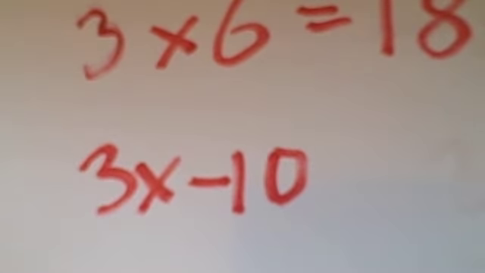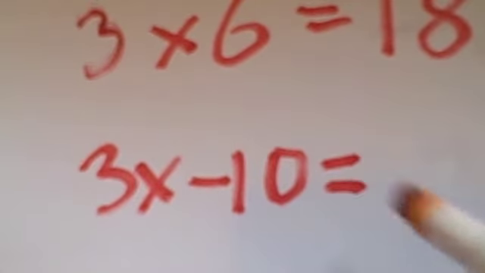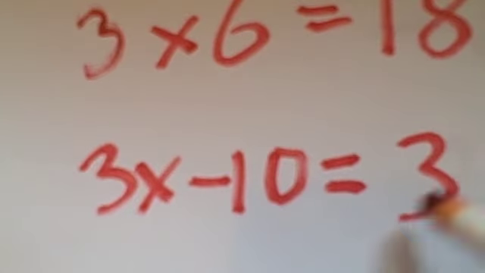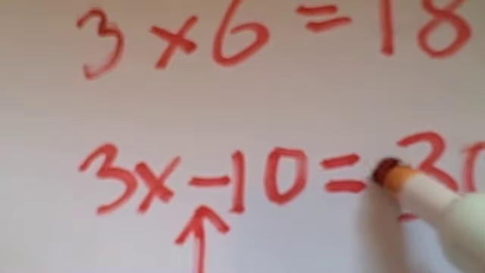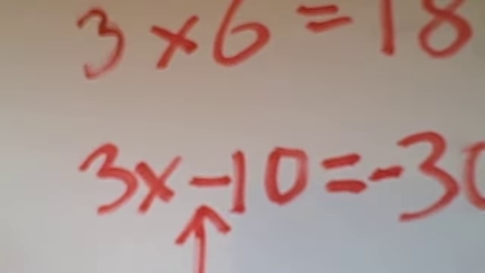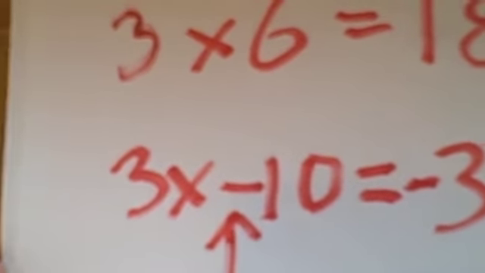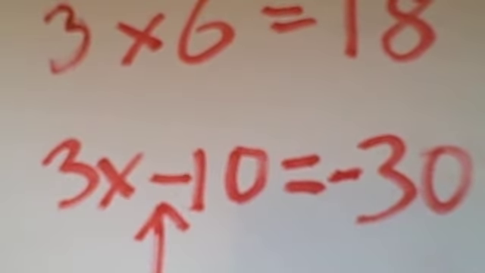Now, the mechanics of it is easy. We do it just like an ordinary multiplication. So that equals 30. And if there's a minus around, which there is here, we put a minus in front of our answer. So that's 3 times minus 10 equals minus 30.